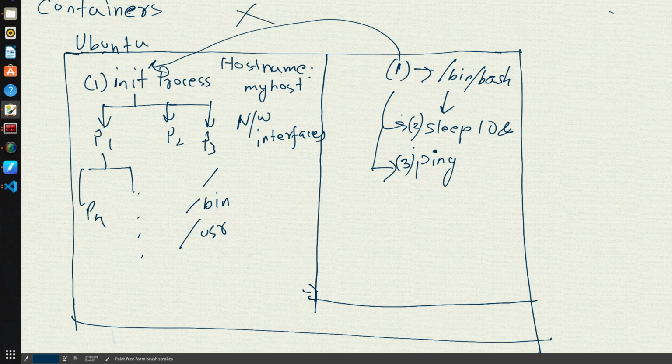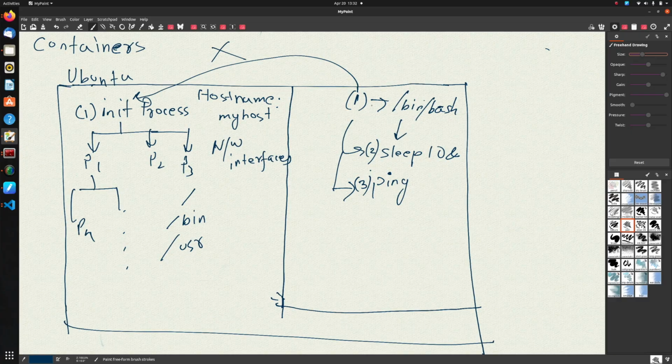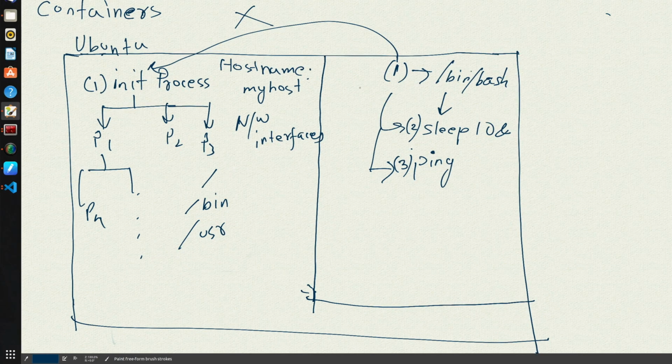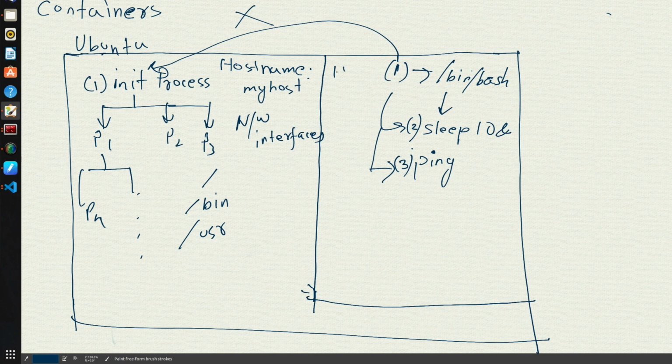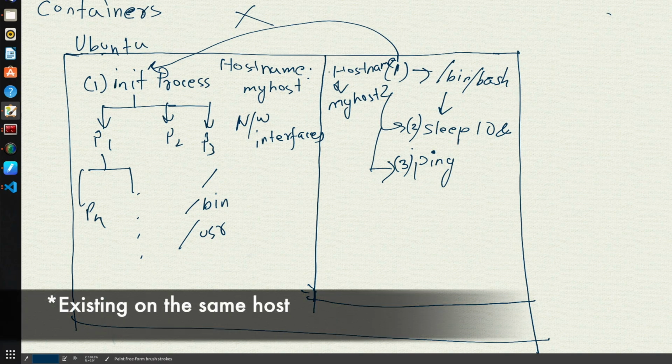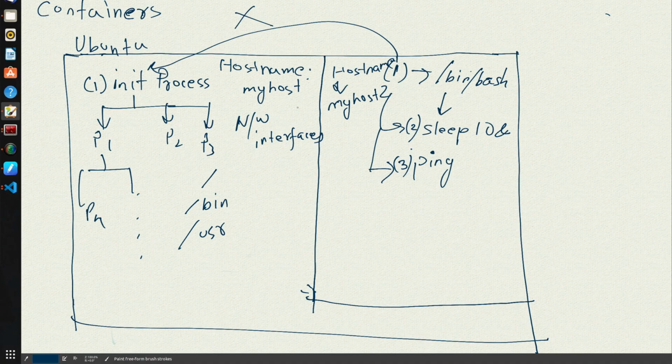This PID2 will have no idea of this process 2. This is completely a separate namespace in itself. Again, this container has its own hostname. It can have something like my host 2, and both my host 2 hostname and my host hostname exist on the same container, but my host 2 has no clue about the existence of this hostname, which is my host.